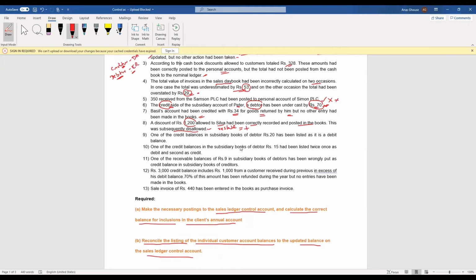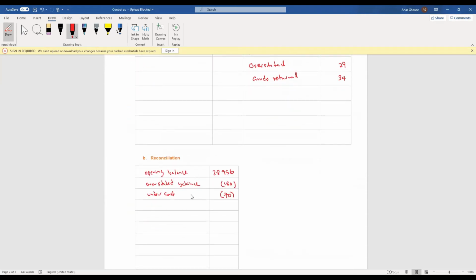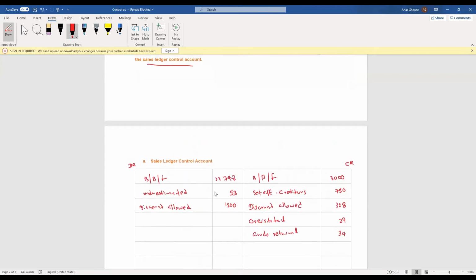So therefore, let's move on to the sales ledger control account. We need to debit 1,200, discount allowed. And also here 1,200, we need to add back, discount allowed. Okay, so we'll move on to the other one.